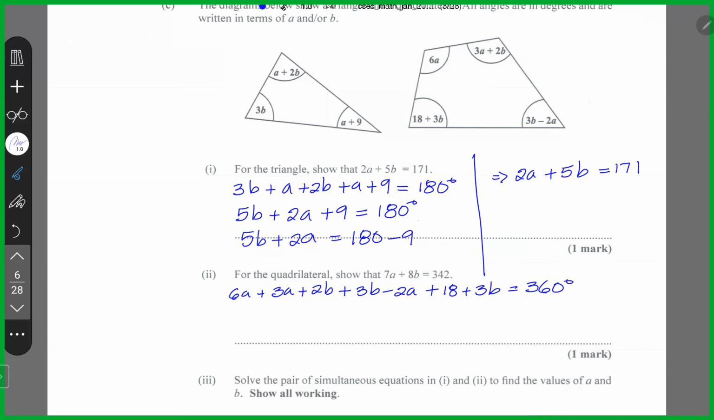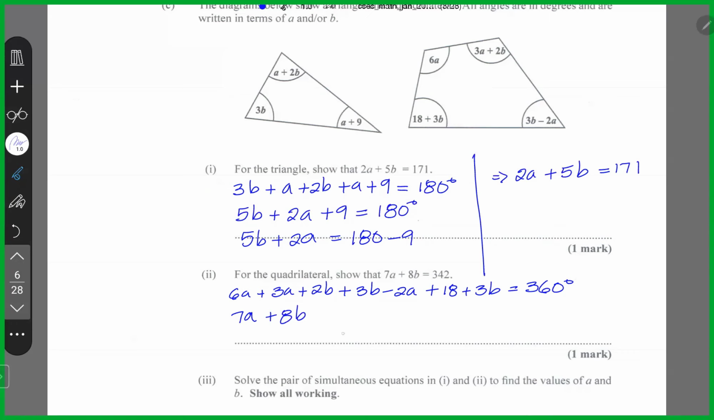Let's simplify the left side. Let's add like terms. 6A plus 3A is 9A. 9A minus 2A is 7A. Let's look at the B's. 2B plus 3B is 5B. 5B plus 3B is 8B. So this is plus 8B.